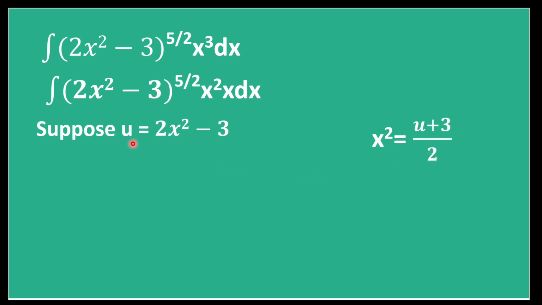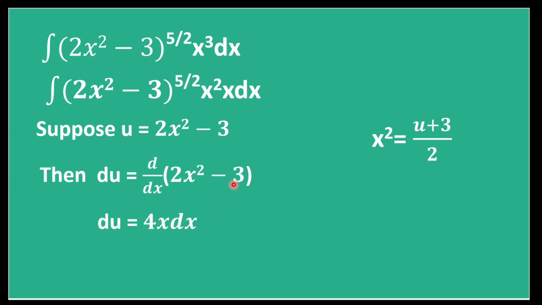And now we will differentiate this with respect to x. So when we differentiate this with respect to x, this will become du = d/dx (2x² − 3). And as we know, the differentiation of 2x² equals 4x dx, and the differentiation of this constant term equals 0. So therefore we haven't written 0 over here.